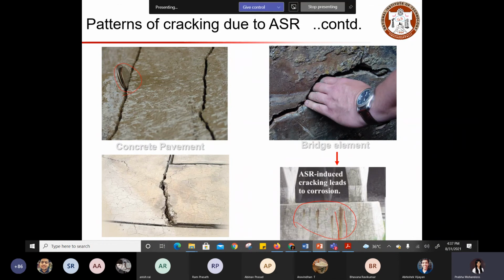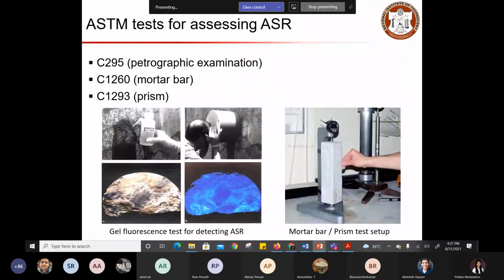So these are the signs that indicate that your structure needs to be monitored, and the particular issue which causes the deterioration needs to be addressed, to enhance the performance to meet its application. So we have certain types of test methods which will help us understand the severity of ASR cracking. One is petrographic examination, and mortar bar and prism.